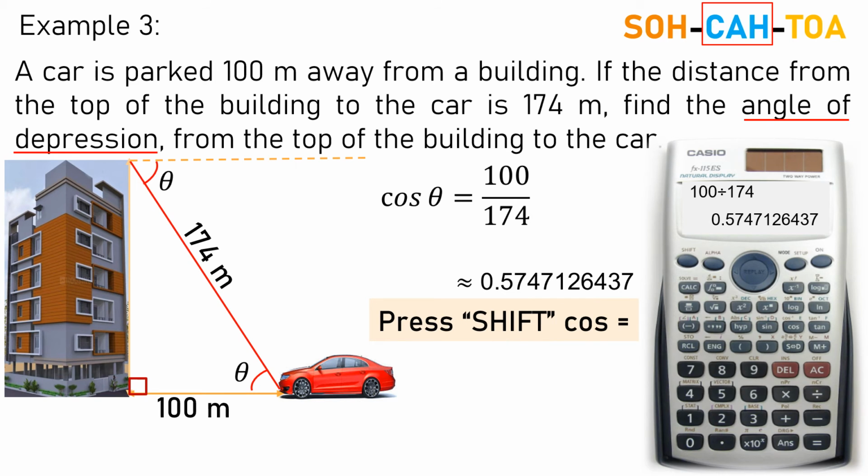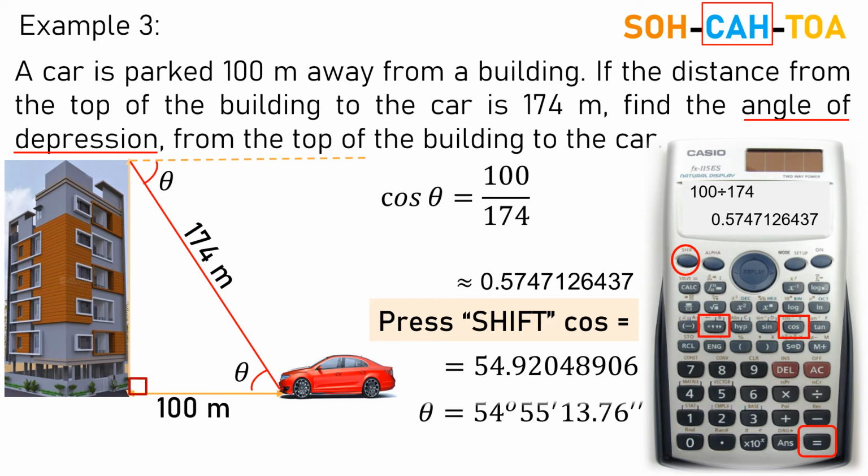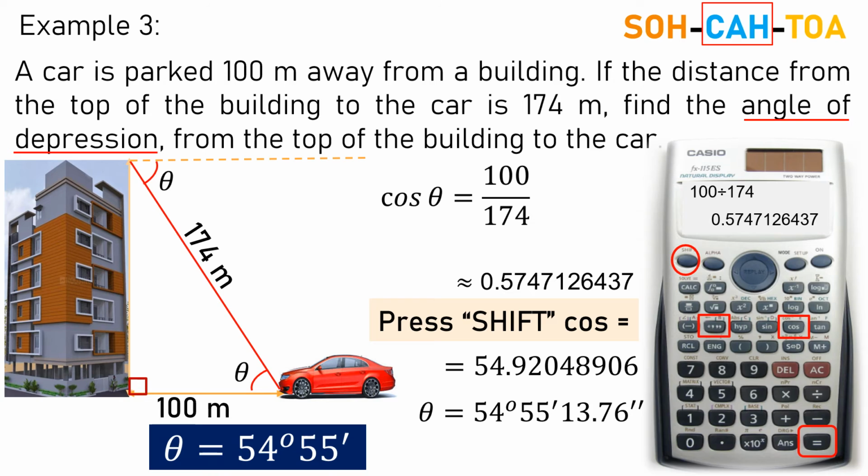Press shift cos equal sign, we get 54.9204 and so on and so forth. And then press this one, we get 54 degrees, 55 minutes, 13.76 seconds. Rounding up, the measure of the angle is equal to 54 degrees, 55 minutes.